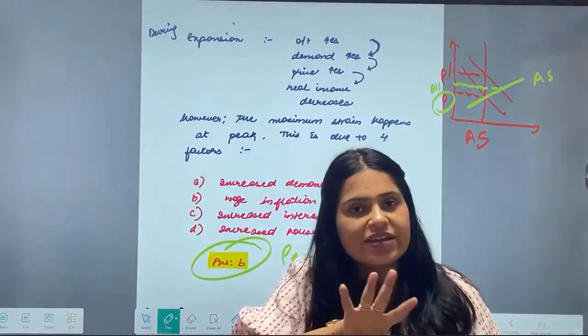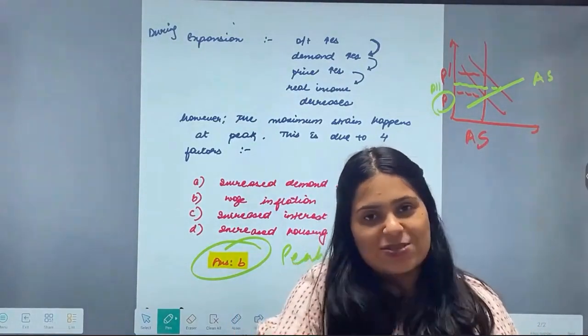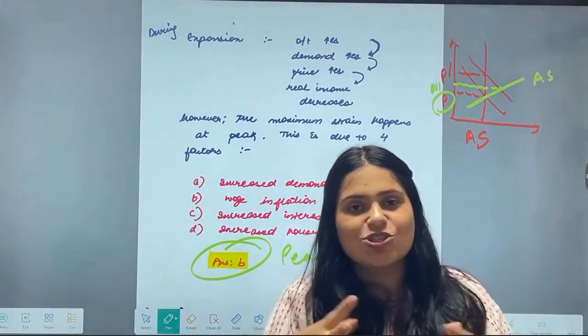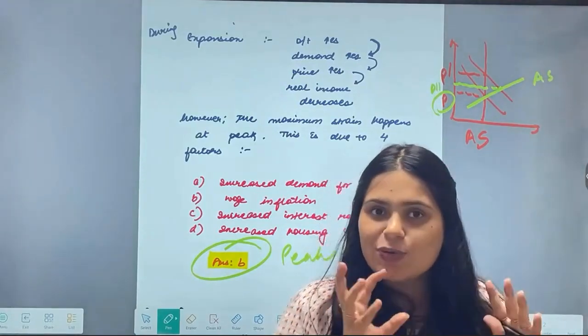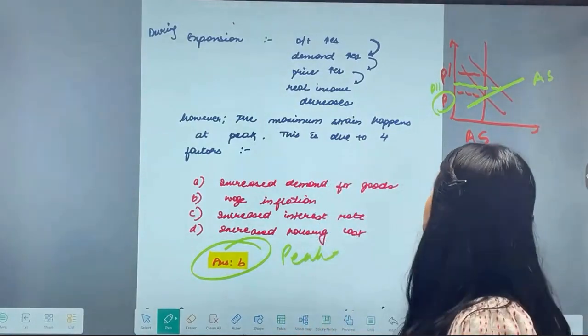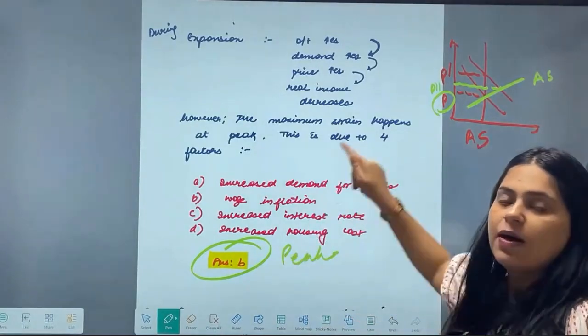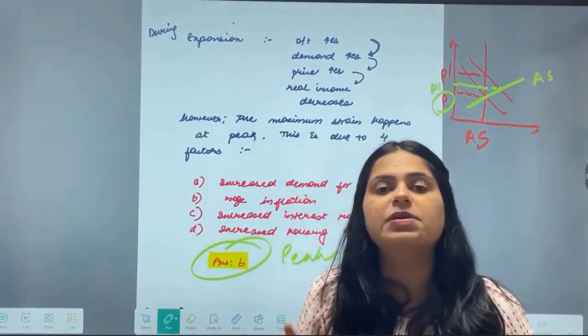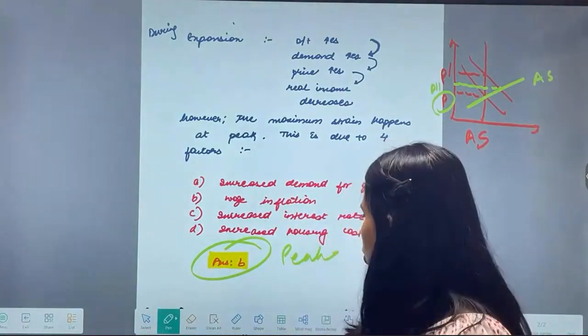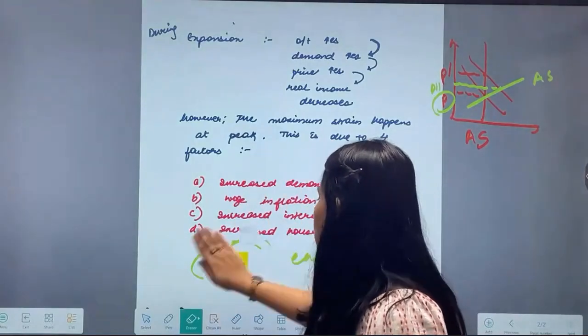These questions are tricky. Whether the answer should be expansion or peak, contraction or depression, that is where you will get confused. So try to understand the concept. I am saying that when I am at peak, my AS becomes vertical and the price strain will be maximum. Okay, beta, come to the next question.